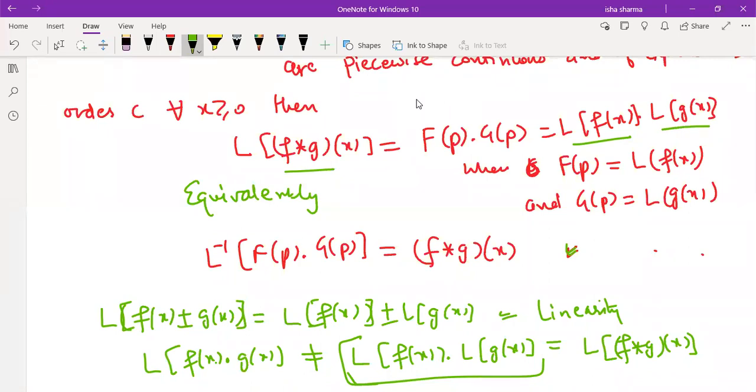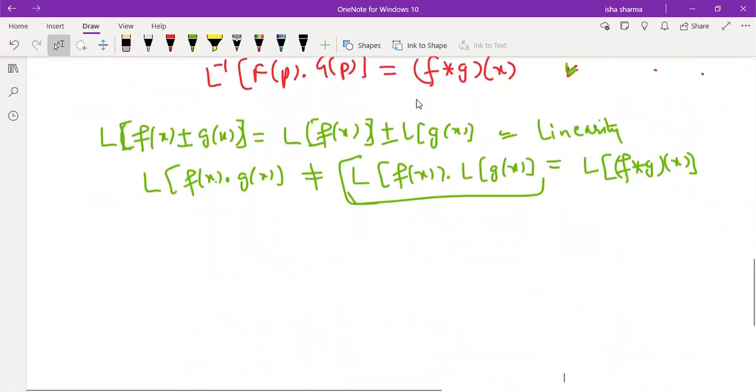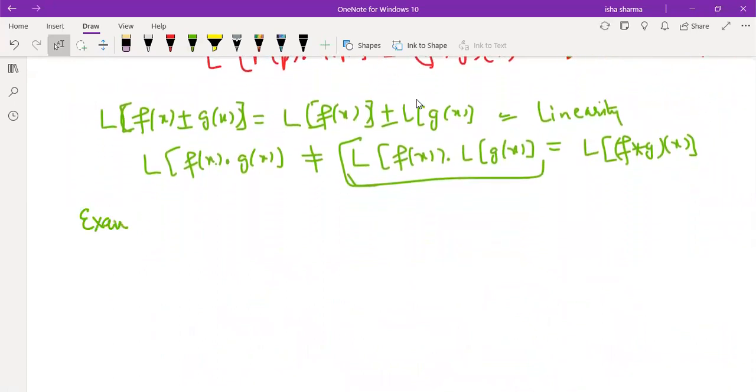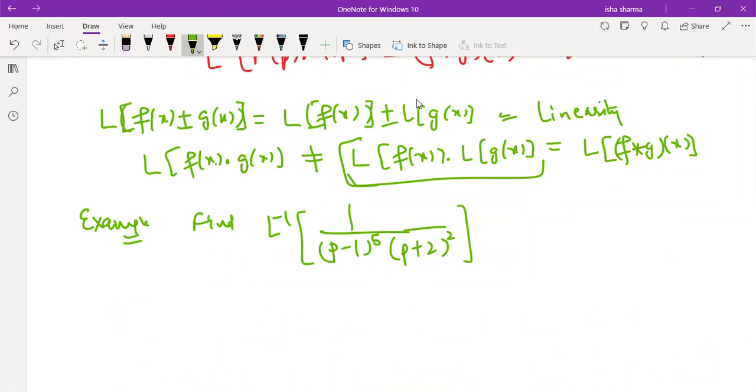I have already told you the utility, majorly in the questions where we are solving initial value problems, but apart from that it can also be used. So let's do the example, and with that you will be more clear with the result. The example is: find the Laplace inverse of 1 over (p minus 1) raised to power 5 into (p plus 2) whole square. This is the question given to you.